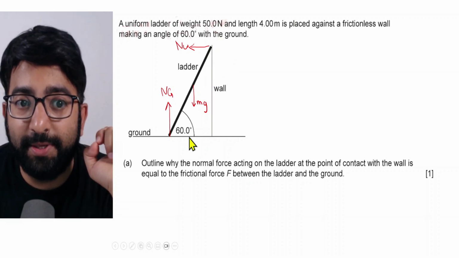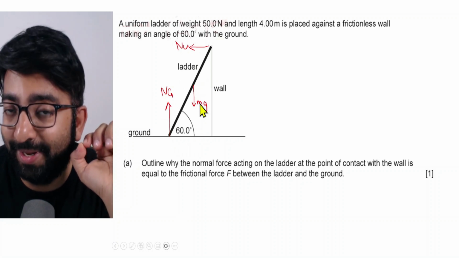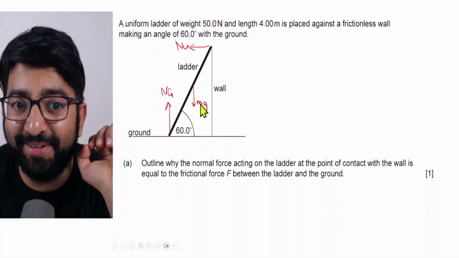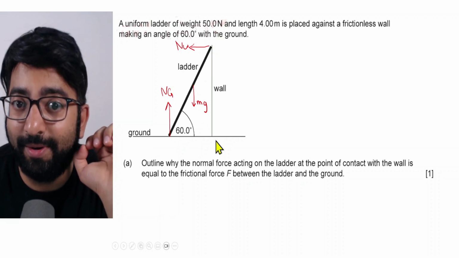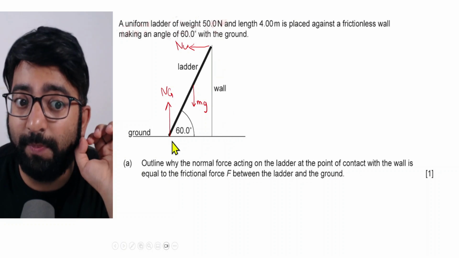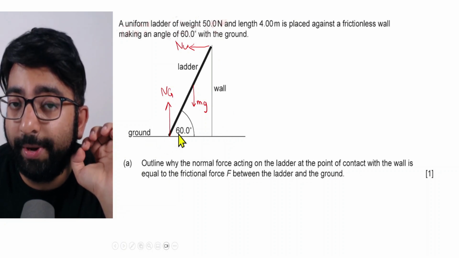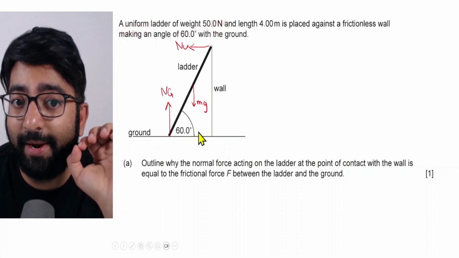Now, apart from these three forces, Ng, Nw, and mg, is there any other force still acting on the ladder? Yes, there is. Since the ladder is resting on the ground and the ground has friction. See, the wall is frictionless, but the ground has friction. So this point of the ladder is going to experience a friction force. And what will be the direction? That will be towards the right hand side.